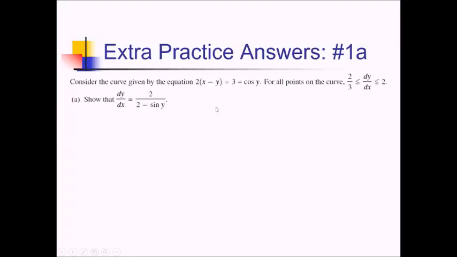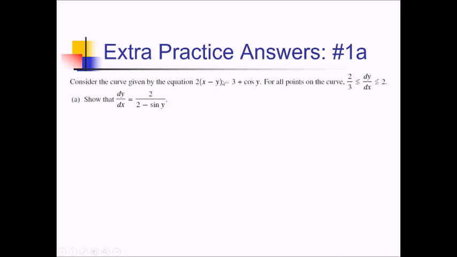For this problem, we are given the curve 2(x - y) = 3 + cos(y), and we're also told that for all points on the curve, the derivative is somewhere between 2/3 and 2. Based off of this, the first part of this problem wants us to show that the derivative equals 2 over 2 minus sine of y.